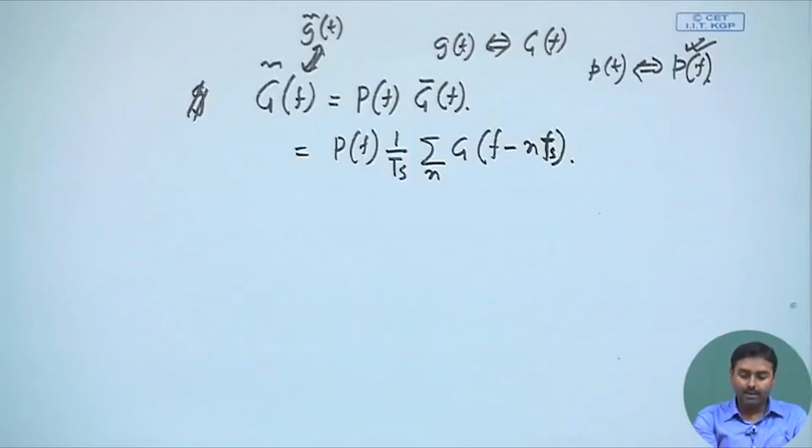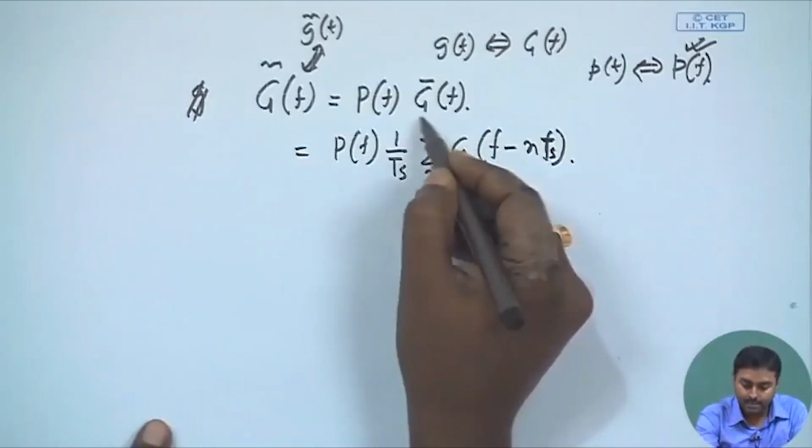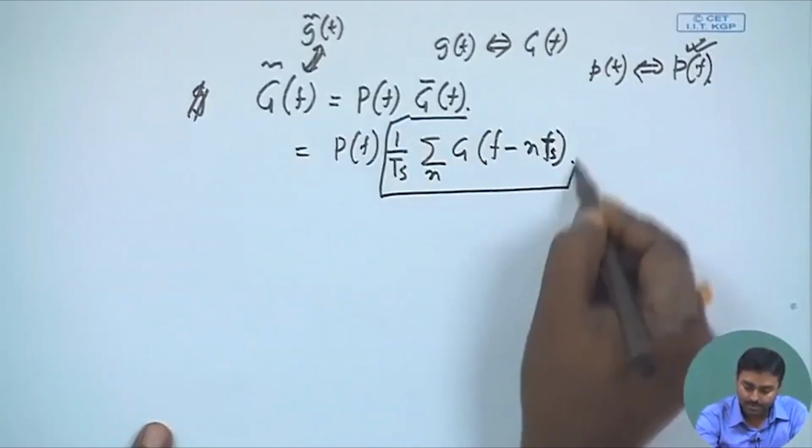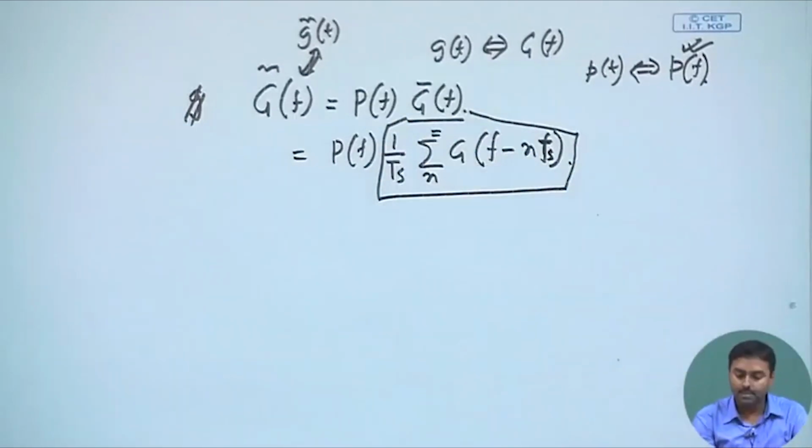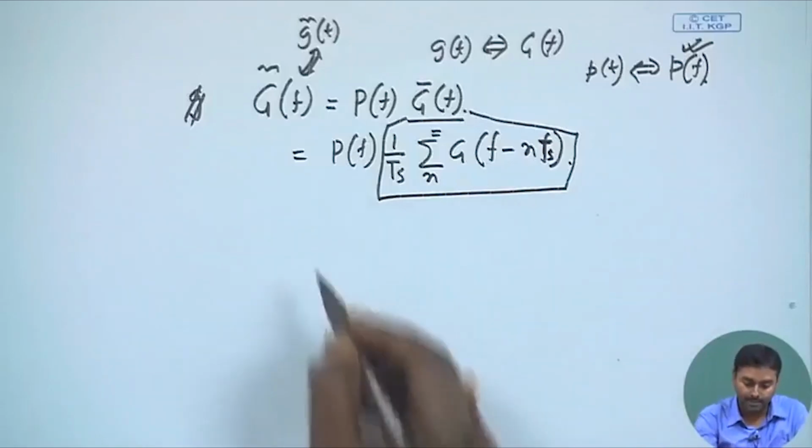So, this is something we have already proven, that this G hat t is equal to this. This is something we have proven in our sampling theorem by doing the Fourier series and then followed by a Fourier transform. So, this is what happens.